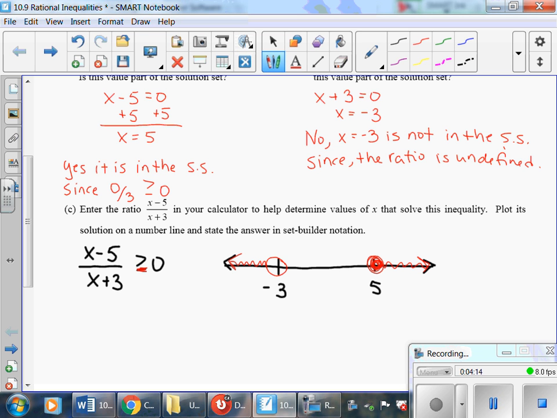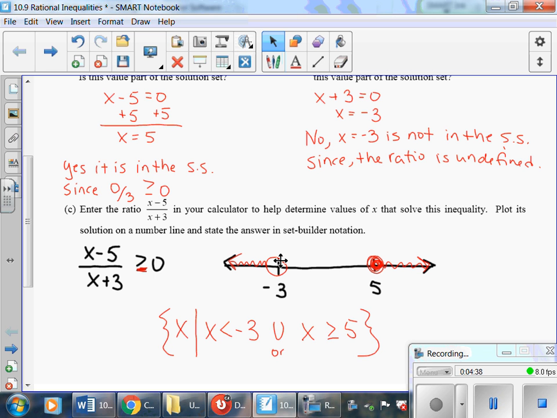It says state your answer in set builder notation. So x such that x is less than negative 3, or x is greater than 5. Now you can use the word or in here instead of the symbol. That would be fine. I'm sorry, there was an equal sign there. We just talked about that. Okay, so write down what you need to, and I will meet you at exercise 2.